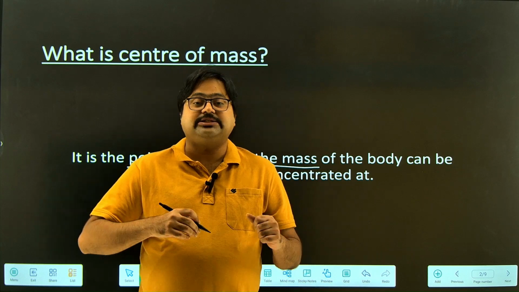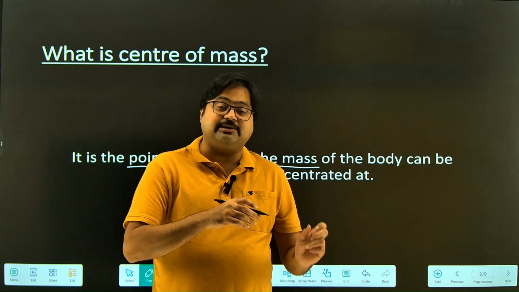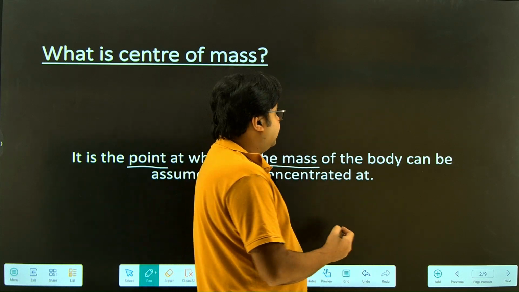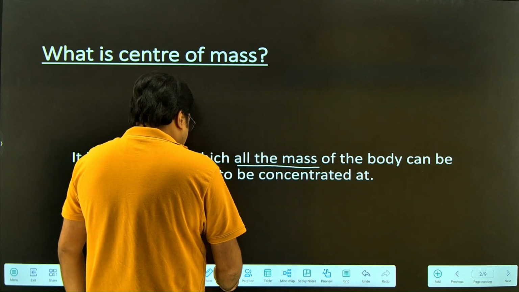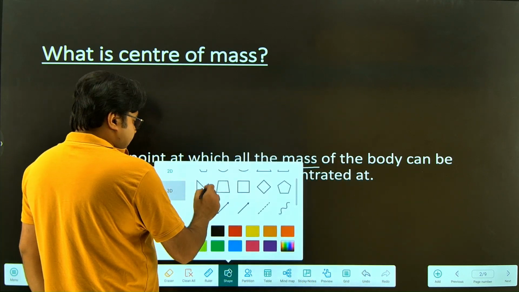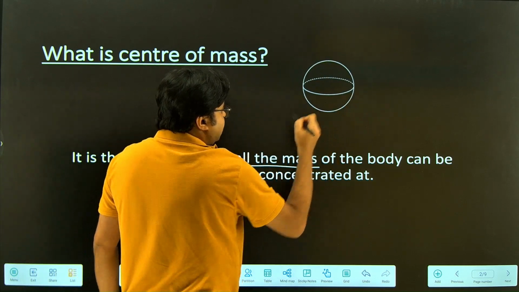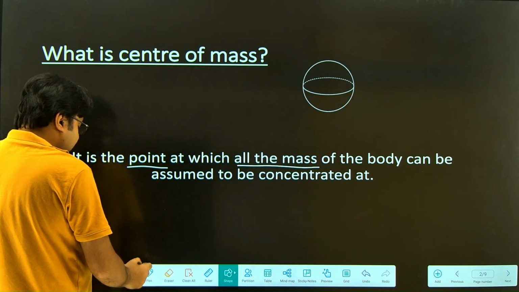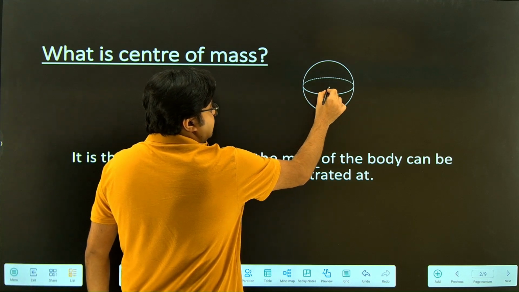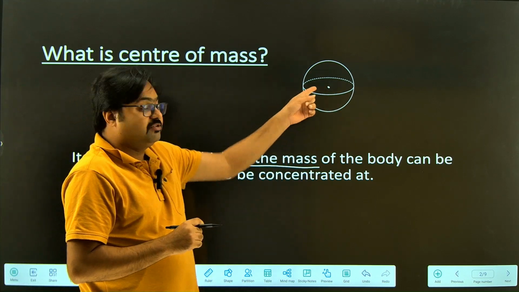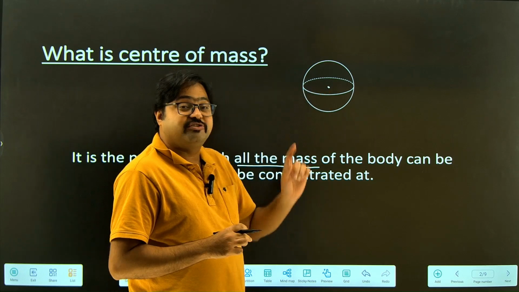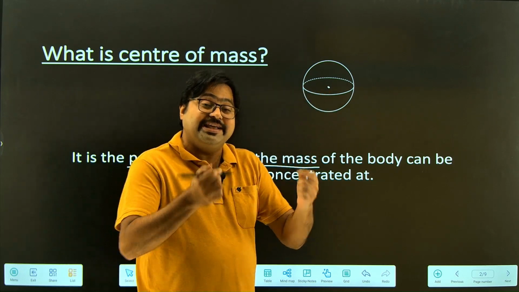This center of mass of a body can either lie inside the body or it can lie outside the body. For example, if you take a sphere, the center of mass of that sphere would be exactly at the center of that sphere. If it's a uniform sphere, it would be at the center of the sphere. So the center of mass is a point for this body inside it.